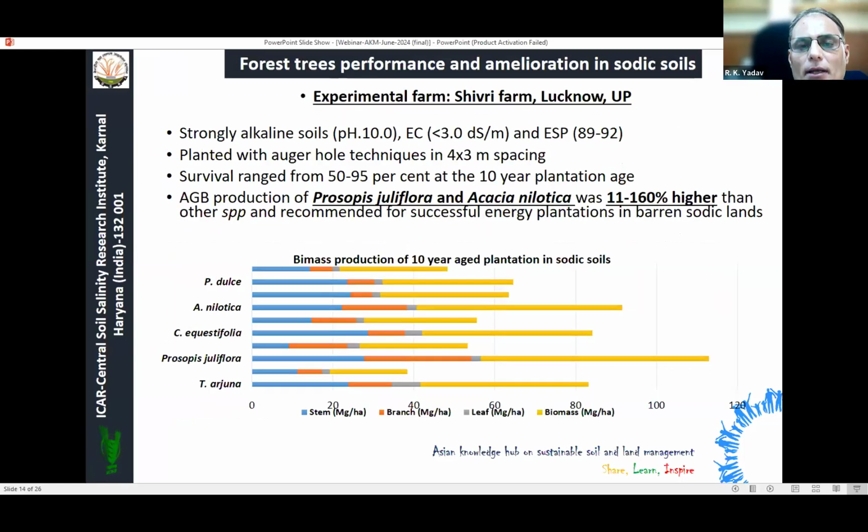Another experiment we did was in strongly alkaline soils, where we evaluated more than 10 or 12 species. On the basis of biomass, we came to know that after 10 years, Prosopis juliflora and Acacia nilotica have the edge over the other species as far as biomass return is concerned.